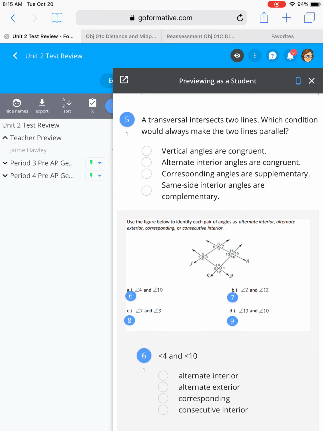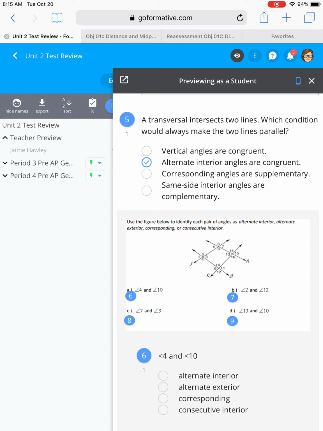Number 5, a transversal intersects two lines. Which conditions would always make the two lines parallel? Vertical angles, you don't have a transversal, you don't have to worry about that. Alternate interior angles, well, we know that's true. Corresponding angles are supplementary. Well, corresponding angles need to be congruent for parallel lines. And consecutive interior angles are complementary. They actually should be supplementary.